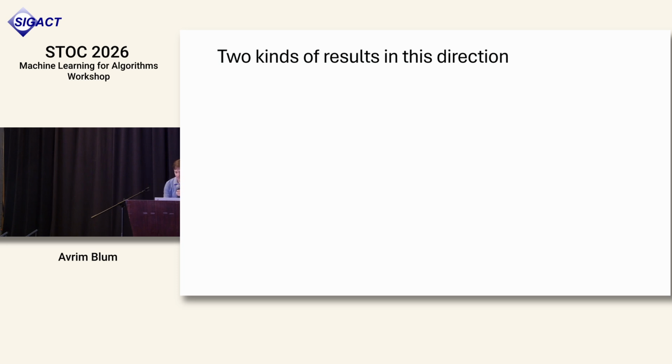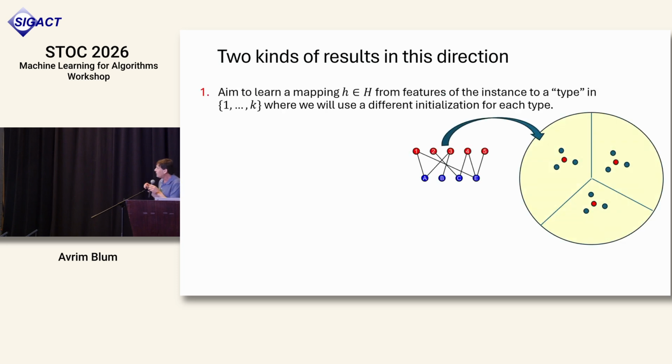And I'll just briefly talk about two results in this direction. One, what we might want to do is learn a mapping from features of the instance. Maybe we're trying to find a matching in a graph, and with some simple features: how dense is it, something about the structure of the degrees, whatever. And use that to choose an initialization.